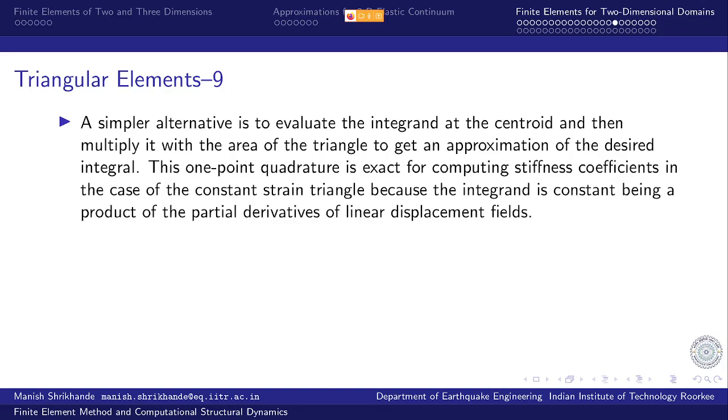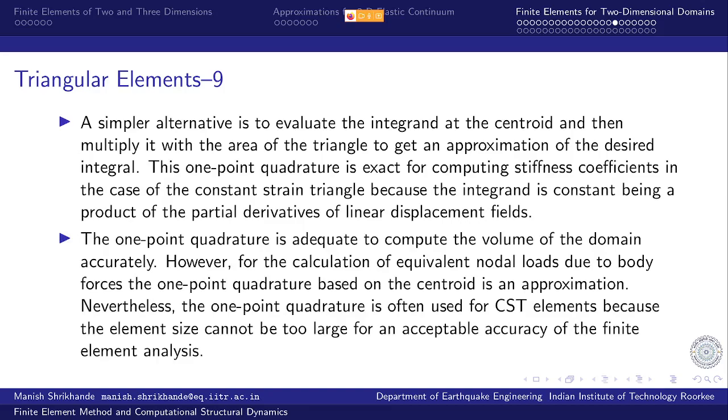So this one-point quadrature is essentially a quadrature rule. It is exact for computing stiffness coefficients in the case of the constant strain triangle, because the integrand is anyway constant. But it is a reasonably good approximation for higher order terms as well, as long as the element size is small enough, which is what is generally required when you use triangular or pyramid elements. So one-point quadrature is adequate to compute the volume of the domain accurately.